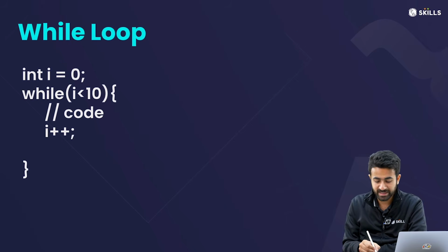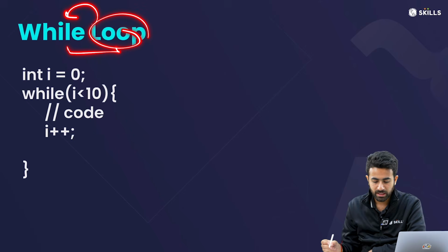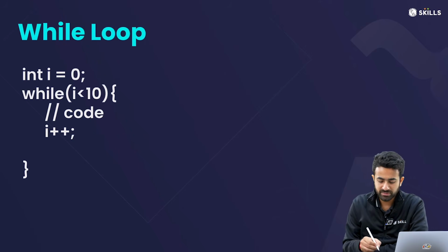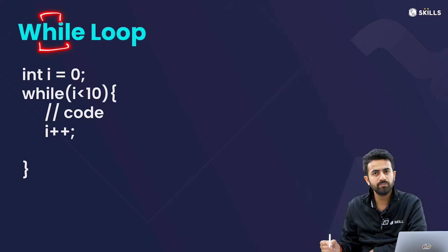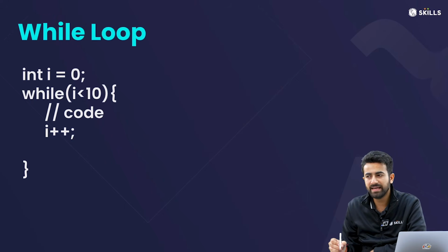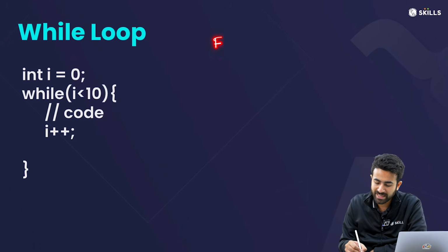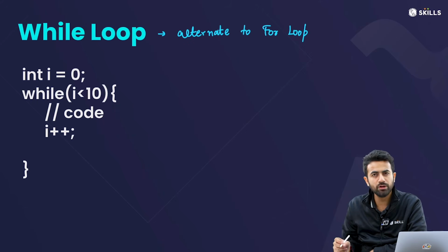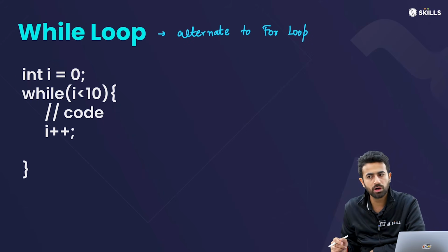Let's talk about the second loop, which is the while loop. And to be very honest, we can use the for loop every single time, but sometimes the while loop is used, right? What is a while loop? Again, what we studied right now is a for loop. A while loop is an alternate to the for loop. The biggest question is when to use a while loop and when to use a for loop.